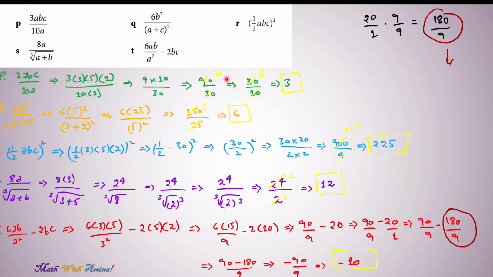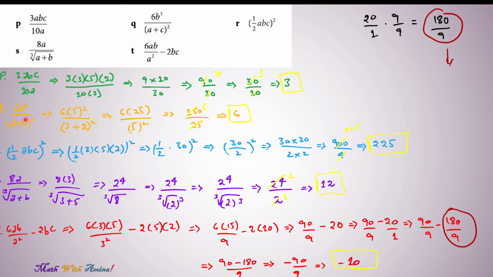First simplification gives us 30 over 10. Sorry, in here 3 multiplied by 10 is equal to 30 and 3 multiplied by 30 is equal to 90. So we get 30 over 10. If we further simplify it, 10 multiplied by 1 is equal to 10. 10 multiplied by 3 is equal to 30. So this is 3 as the final value of this expression.